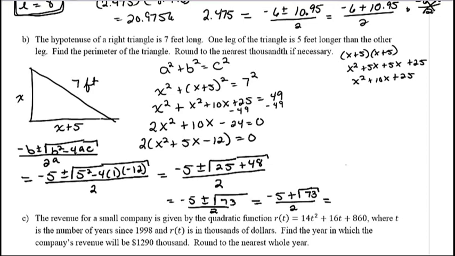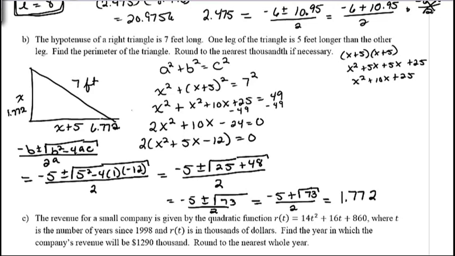So I'm going to take the square root of 73. That gives me 8.544. And then I need to subtract from that 5, and then divide that result by 2. And so I get 1.772. And the other side then would be add 5 to that, so that would be 6.772.